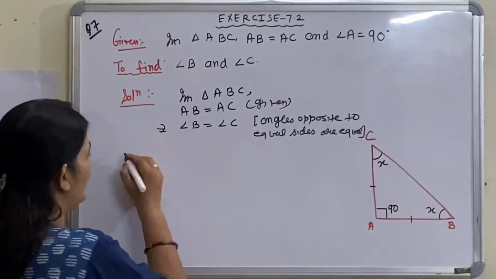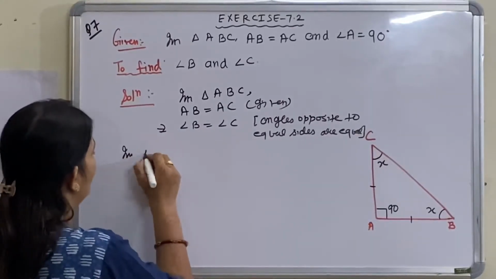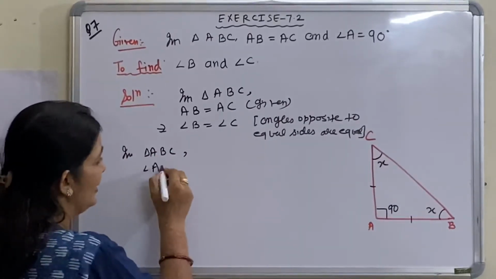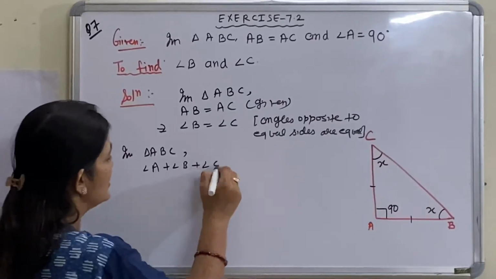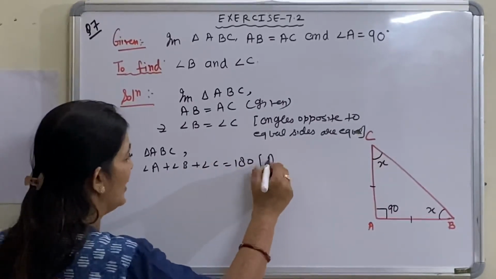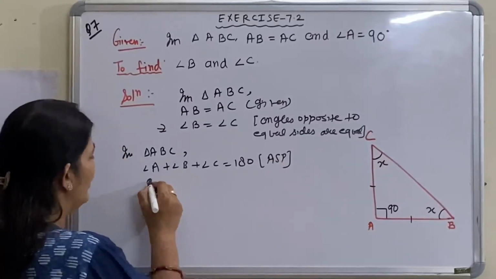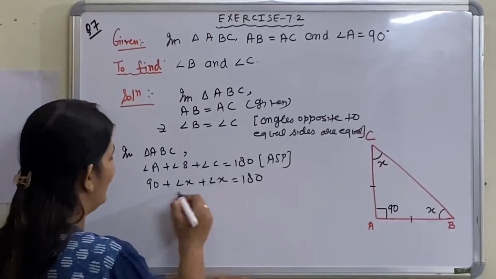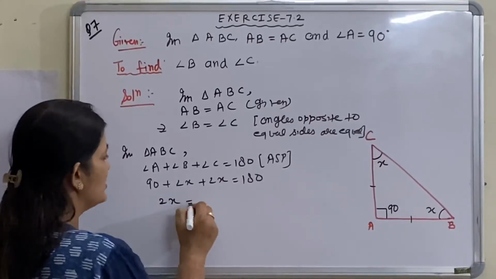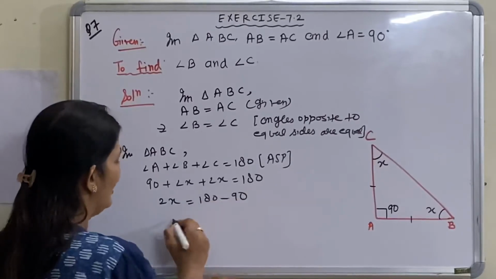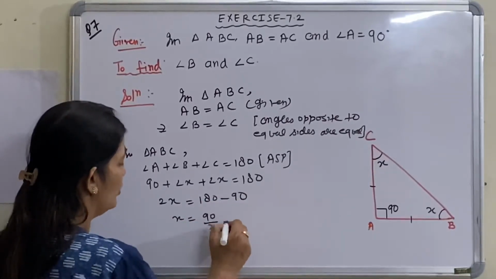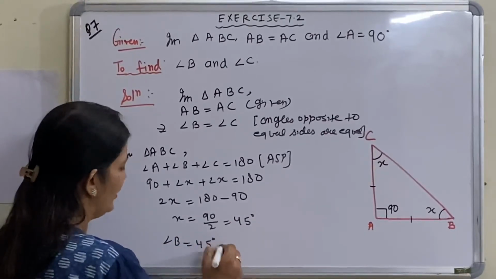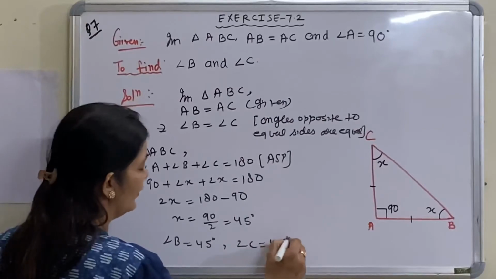Now by angle sum property, in triangle ABC, we can use angle sum property. That is angle A plus angle B plus angle C is equal to 180 degrees. The value of A is 90 degrees, B is X, C is X, and it is 180. It will be 2x is equal to 180 minus 90, and x is equal to 90 over 2, that is 45 degrees. So angle B is equal to 45 degrees and angle C is equal to 45 degrees. Answer.